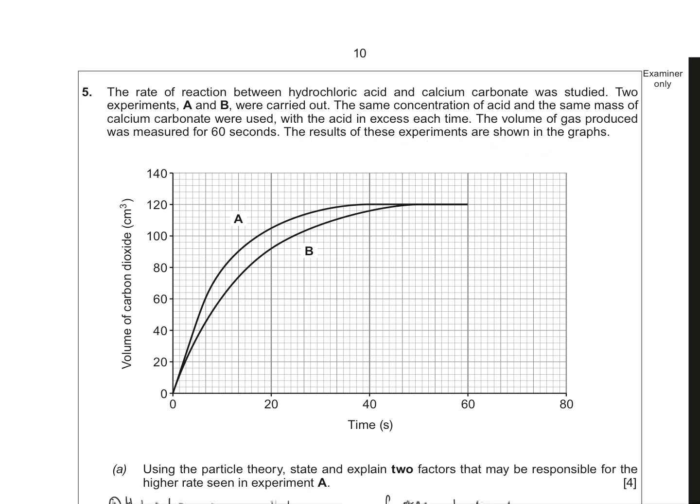So let's just look at this for a second. We use the same concentration each time and the same mass of calcium carbonate. But I can see from the graph that curve A is steeper, which means it must be going faster than curve B, which I've done in blue.